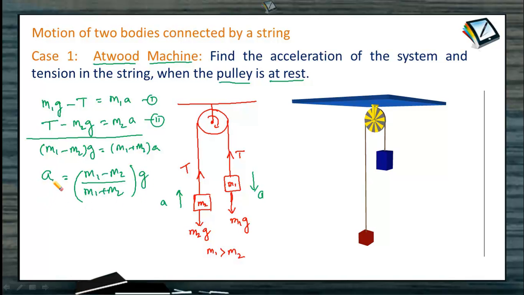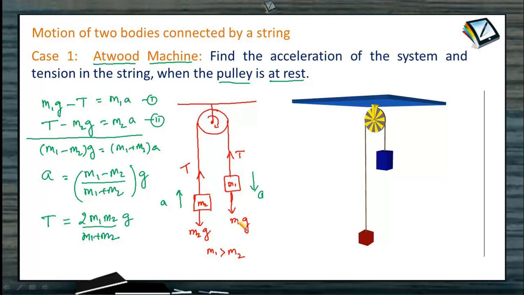Substituting this value of acceleration in any of the equations, we get the tension T. Substituting the value of acceleration, the tension T will be equal to 2 m1 m2 g divided by m1 plus m2. So we have seen in the case of the Atwood machine, when one mass is heavier than another mass, this mass is going to be pulled down with an acceleration a. This mass is moving up with an acceleration a.